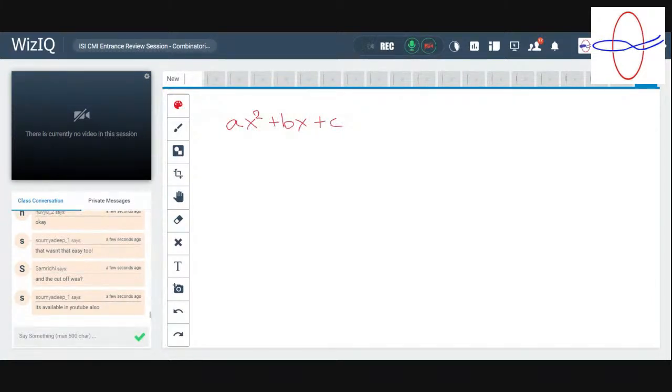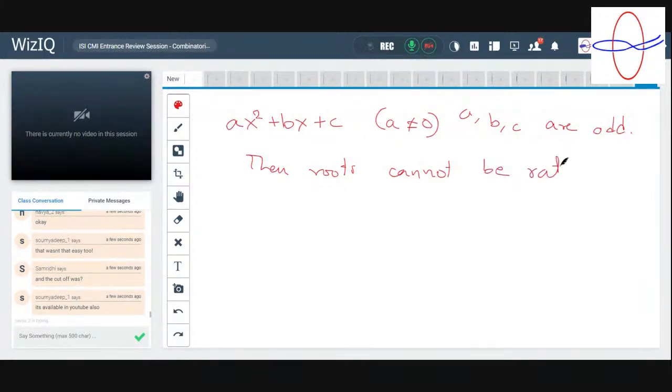Right, so they asked me: you have a quadratic ax square plus bx plus c. Obviously, a is non-zero, and a, b, c are all odd. Then show that the roots cannot be rational. So they asked me this.